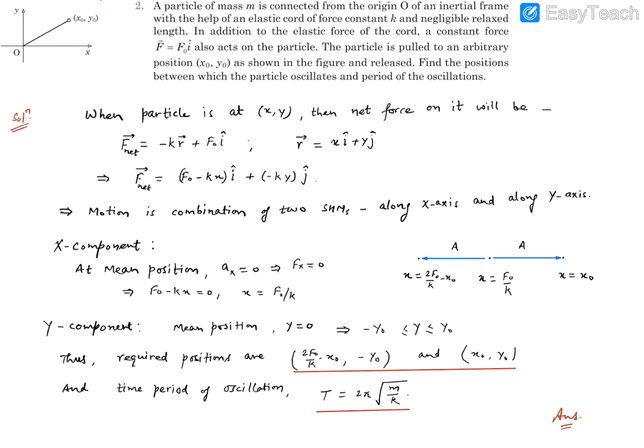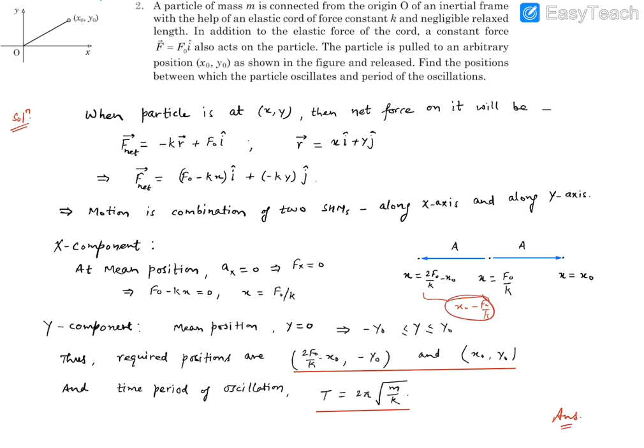Since it was released from this arbitrary position, this will be one of the extreme positions. So we will say that x naught is going to be the max x displacement of the particle. So the max x displacement is x equal to x naught. That's the position, and this is the mean position. Then we can think of this as the amplitude. How much the amplitude is, we can count: it's x naught minus F naught by k. Now by the same amount it has to go backwards. So in the backward direction, this should also be equal to x naught minus F naught by k.